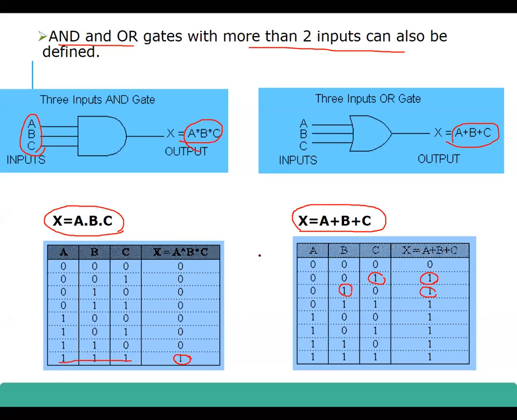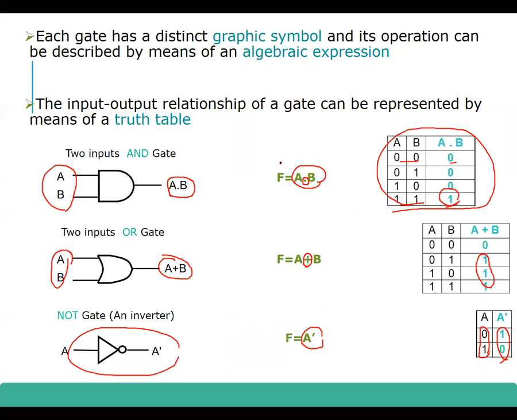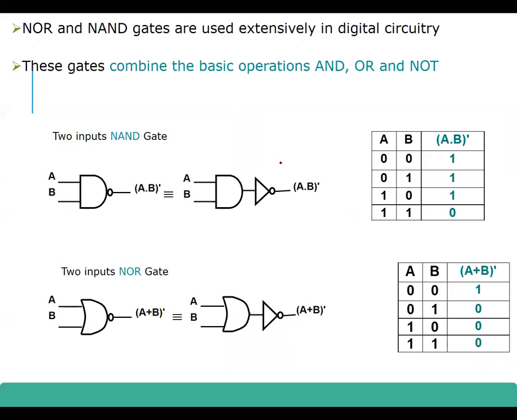So let's proceed. Those are the basic logic gates, AND, OR, and then NOT. Apart from that, we study other logic gates, which are modified forms of the basic logic gates. So this is NAND. NAND means not AND, so you get the complement of the AND operation. And NOR is not OR, so here you get the complement of the OR operation.